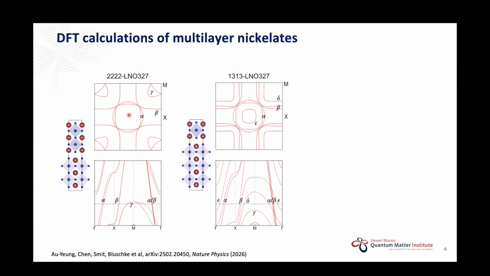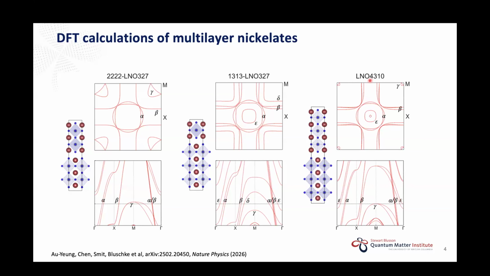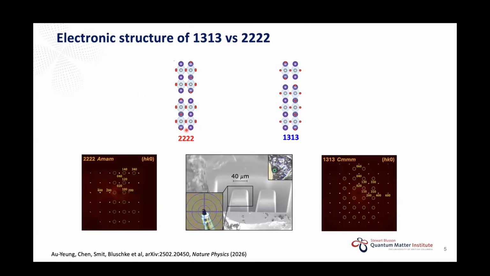As we all know now, the 327 also has a polymorph, which is the 1313 stacking. Just by DFT, you can see that we predict the Fermi surface will be quite a bit more complicated than the 2222 327, and we have more bands. We can also compare to 4310, which is also more complicated than the 2222. Okay, so here's our data.